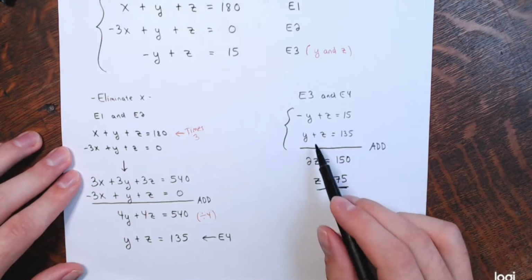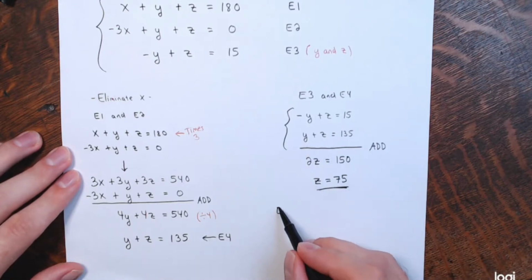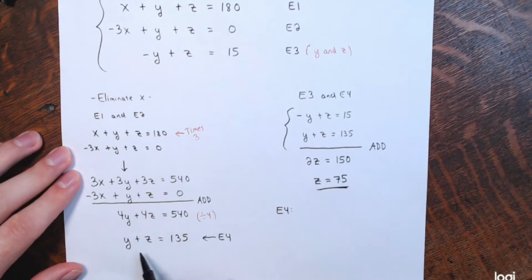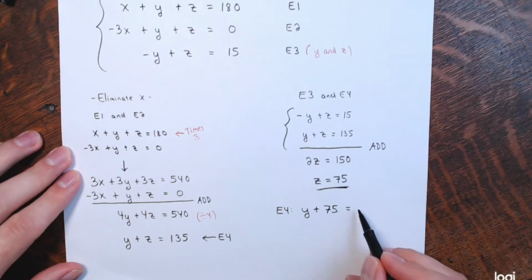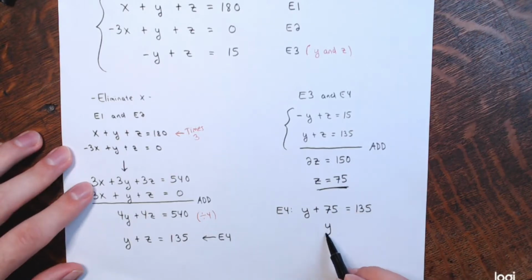And then going back to, say, equation 4, we have y plus z, but z is 75 now, equals 135. And subtracting 75, we're seeing the measure of y is 60. All right, so the second angle would have a measure of 60 degrees.